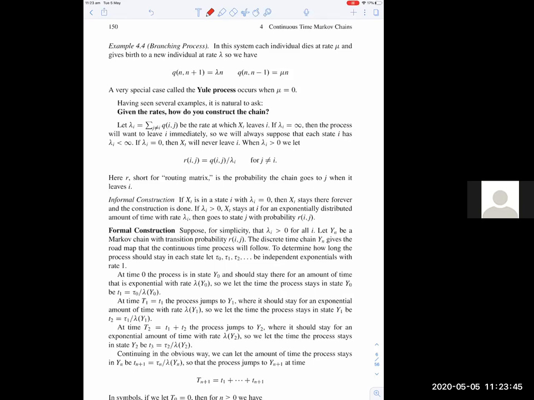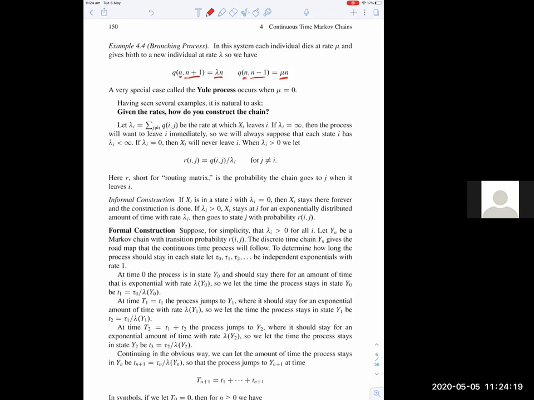Your state n would be the number of individuals in the population. It can also be the number of infected individuals if you'd like. And you'd make a transition from state n to state n plus 1 at a rate that's proportional to n, lambda times n. And you'd make a transition from n to n minus 1 also at a rate that's proportional to n, that's mu times n.